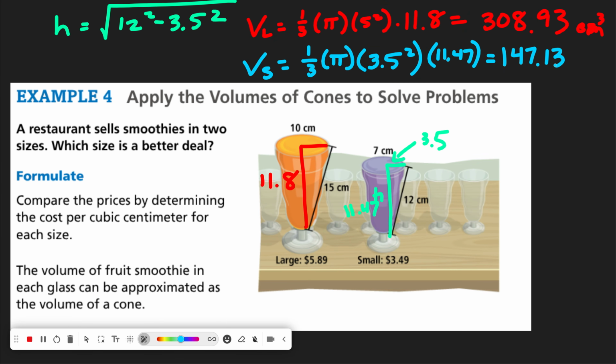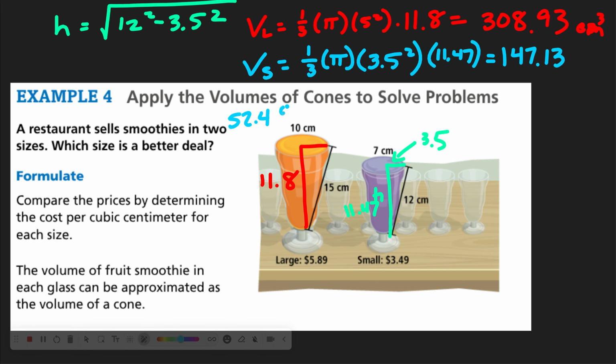So now we want to compare that to the cost. So if I divide it by cost, the red one is 308.93 divided by 5.89. So you get 52.4 cubic centimeters per dollar on that.